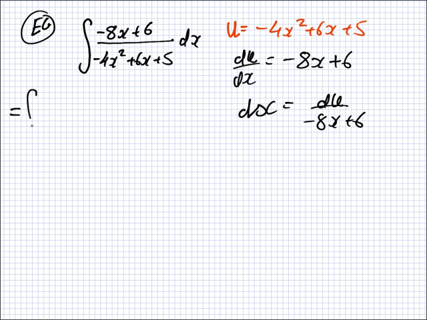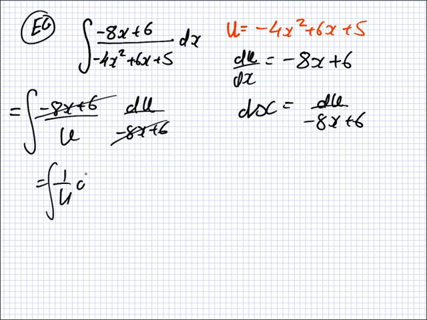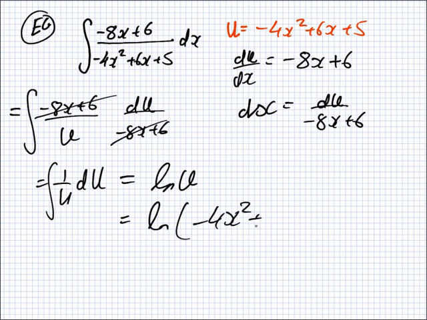So that means dx equals du over minus 8x plus 6. So this equals minus 8x plus 6 over u, times du over minus 8x plus 6. Cancel. 1 over u du. What does that equal, Ben? It's ln u.